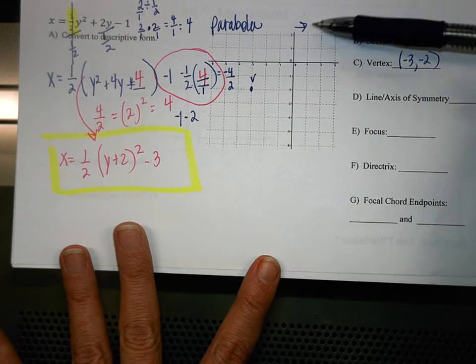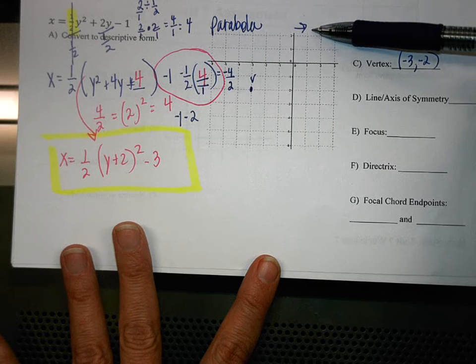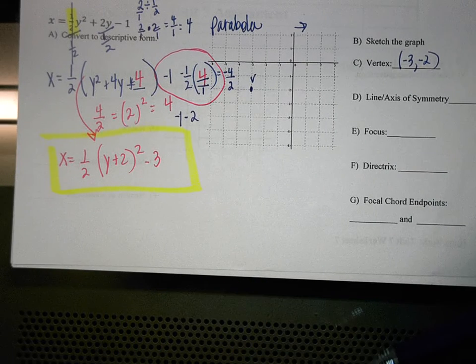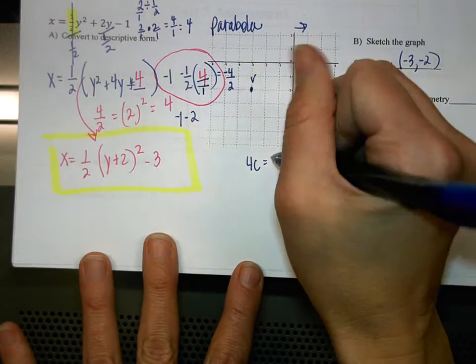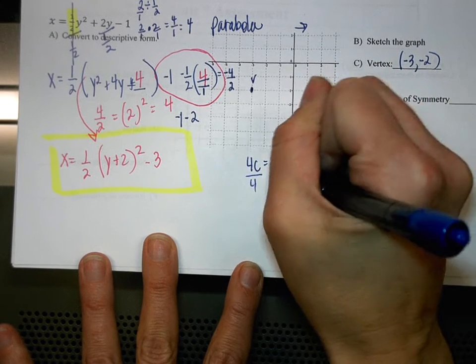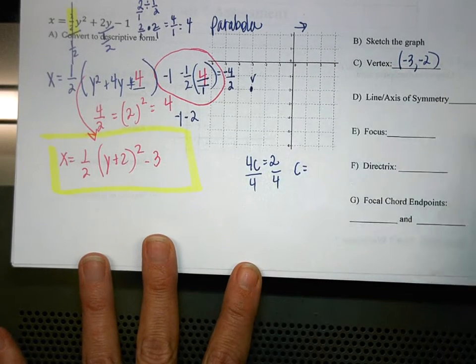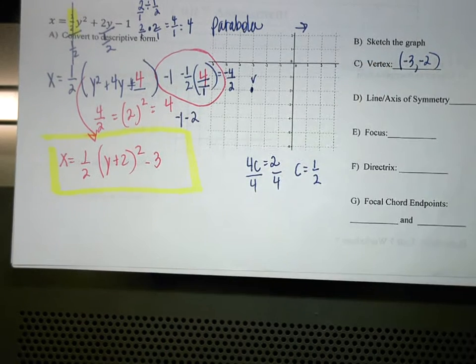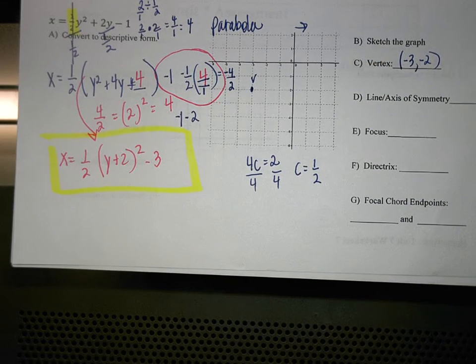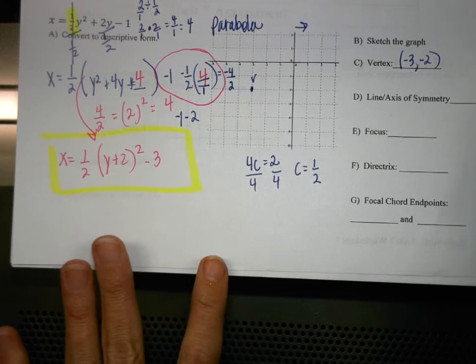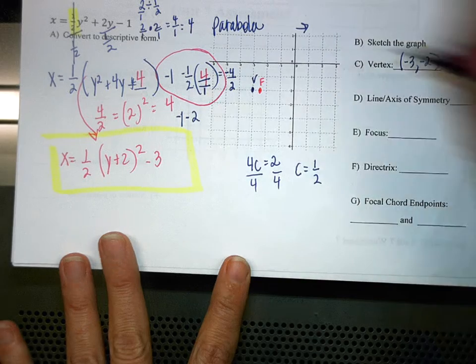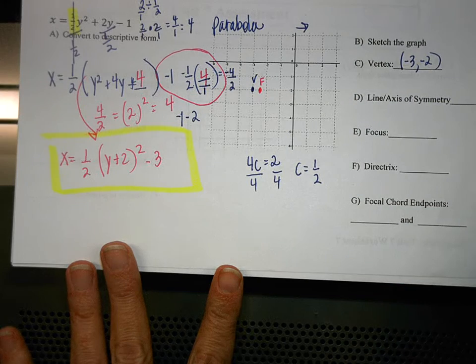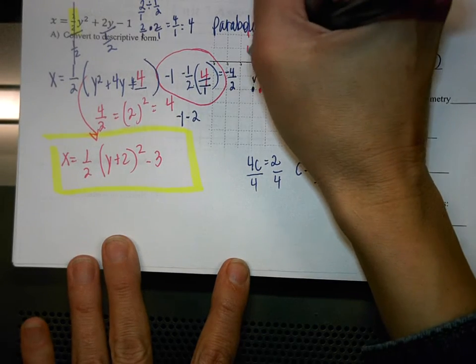Now pay attention, because we said the parabola is going to the right. How do we know how far to go? 4c equals 2. We divide by 4 on both sides and we get c equals 1/2. For my focus, we go in the direction of the parabola. So which way will I go? 1/2 to the right is my focus. Where's my directrix? 1/2 to the left.